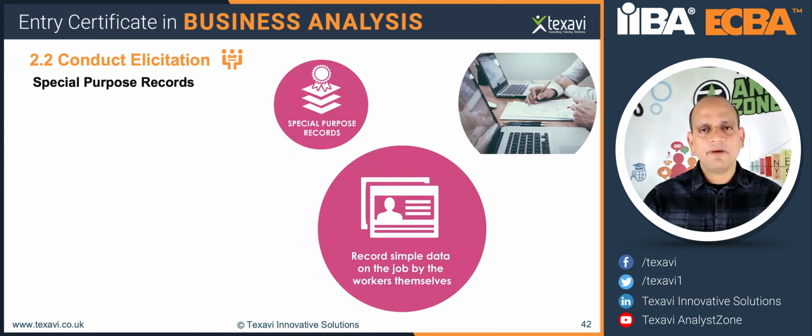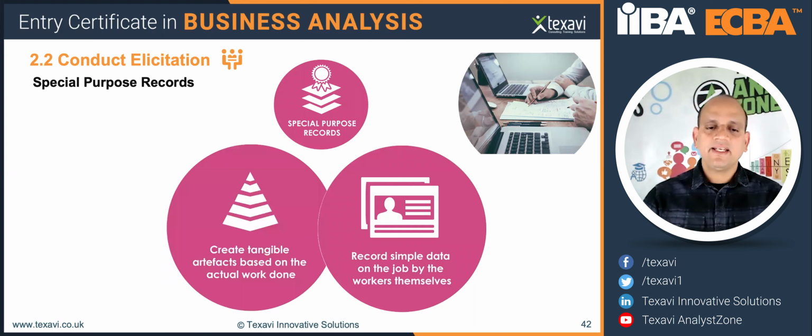That leads us to the special purpose records. So these are the ones that people would actually do: record simple data on the job by the workers, by the people who actually do the task or work themselves. So create tangible artifacts. For example, you're a runner yourself, so athletes would typically be asked to log their food diary, log their activity diary, log their activities.